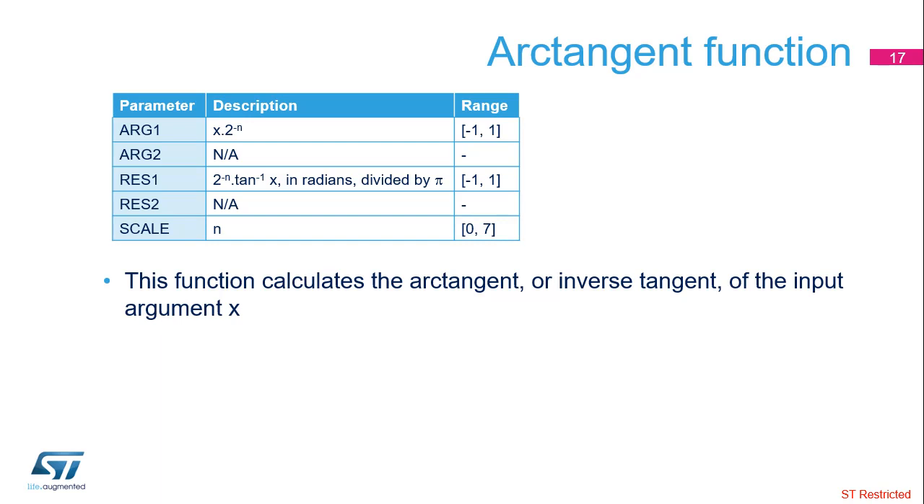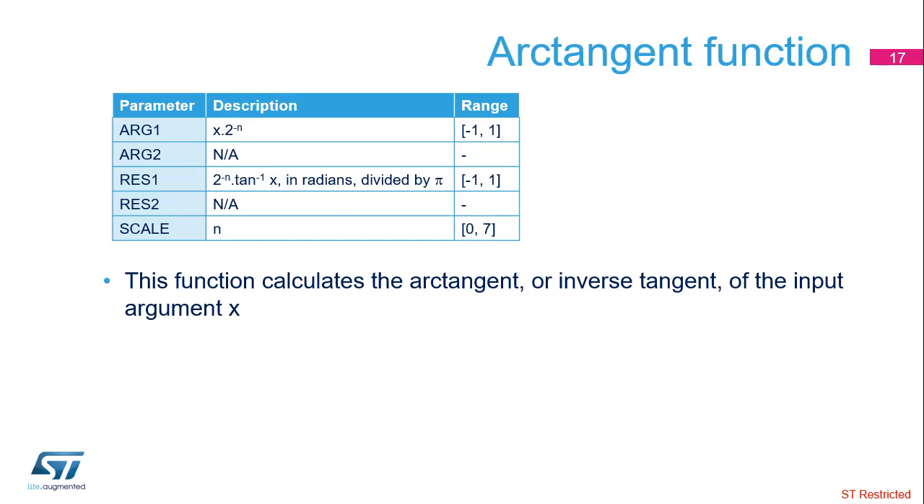If x is greater than 1, a scaling factor of 2 to the nth must be applied in software such that minus 1 is less than x times 2 to the nth, which is less than 1. The scaled value x times 2 to the nth is programmed in arg1, and the scale factor n must be programmed in the scale parameter. Note that the maximum input value allowed is tan theta equals 128, which corresponds to an angle theta equals 89.55 degrees.